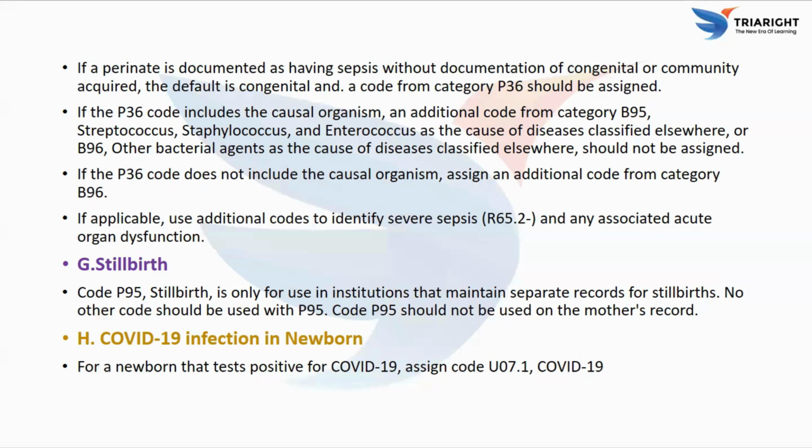Okay, so when the organism name is mentioned, you should not add the code from B95. If the organism name is not mentioned, you have to add an extra code from the B96 category. So this is how you code sepsis in a newborn. And severe sepsis. What is severe sepsis? If a baby has severe sepsis, we can assign additional codes to show severe sepsis, like the R65.2 category code and any acute organ failure. And the next guideline is about stillbirth.